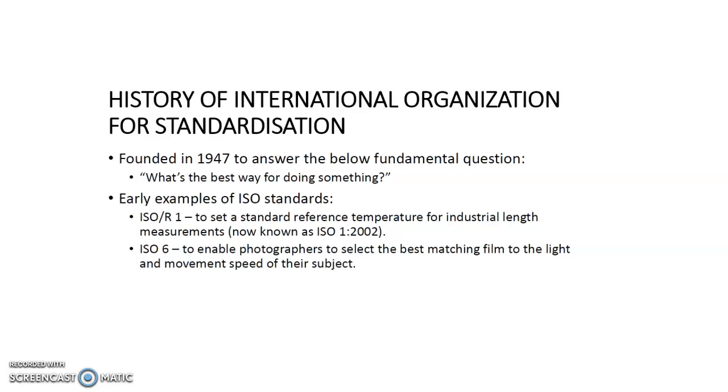The early examples of ISO standards were ISO R1, which sets a standard reference temperature for industrial length measurement, and ISO 6, which enables photographers to select the best matching film to the light and movement speed of their subject. Those are some examples of the initial ISO standards.